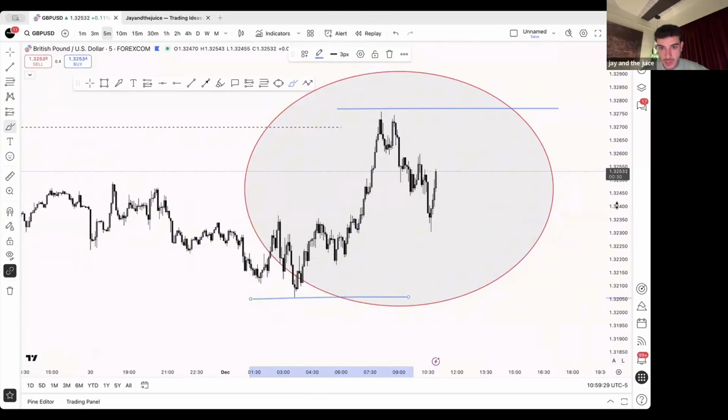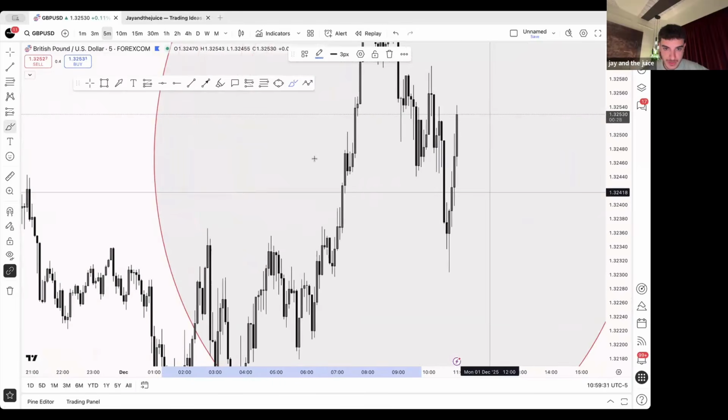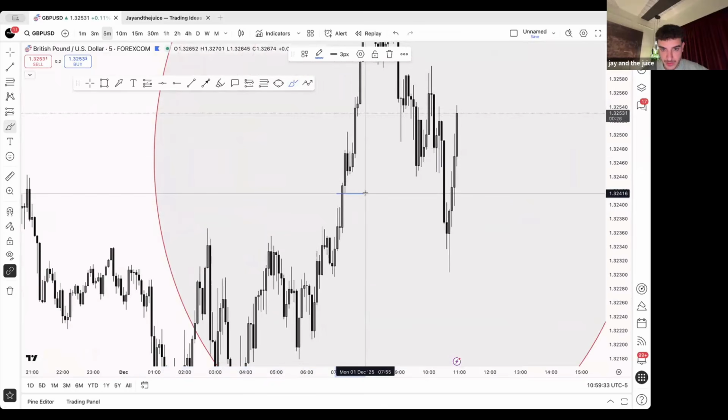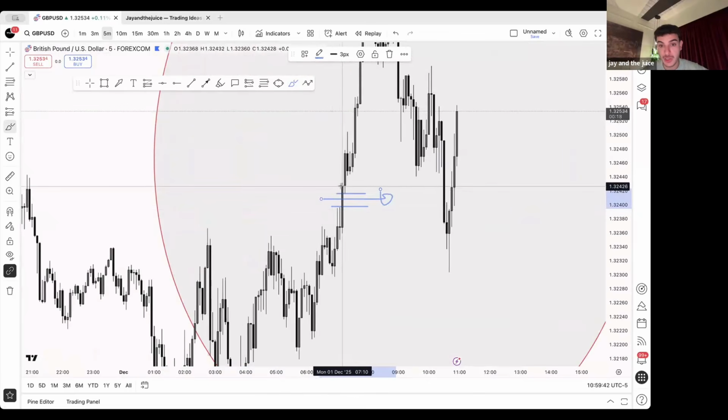Now, something that I want to talk about is gaps. These gaps over here that happen are called imbalances. These imbalances that are left in the markets are not market gaps based on the bodies. They're just market gaps based on unfilled orders in the market.